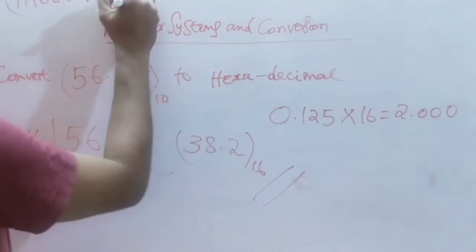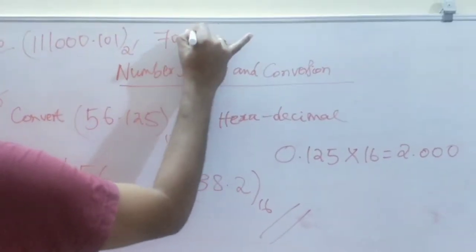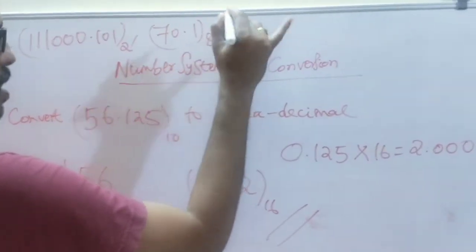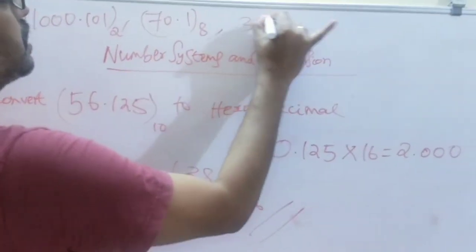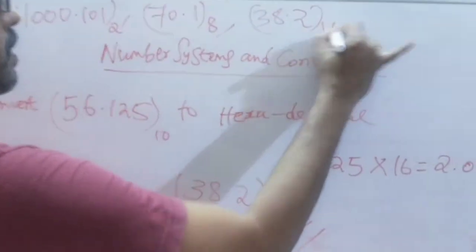Yeah. Then for hexadecimal it is 70.1 base 8. Sorry, for octal it is 70.1 base 8. For hexadecimal it is 38.2 base 16.